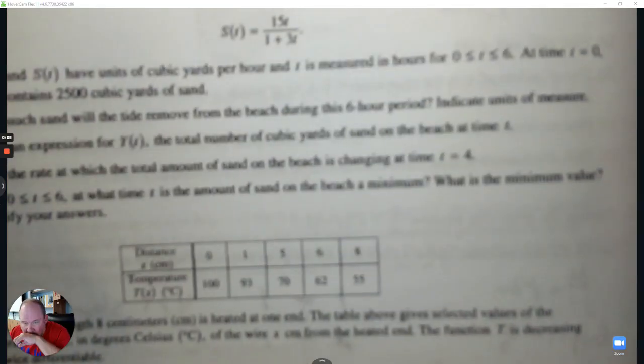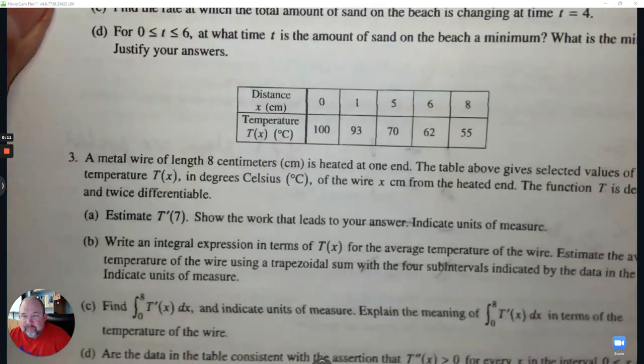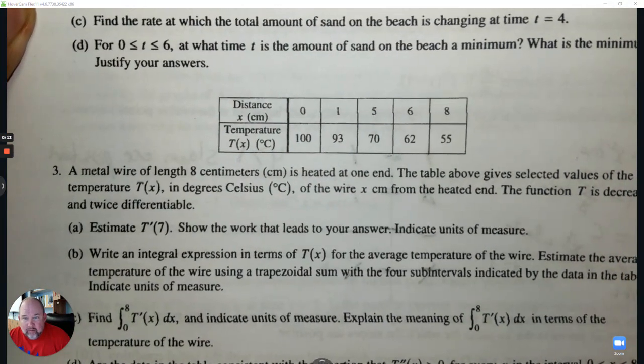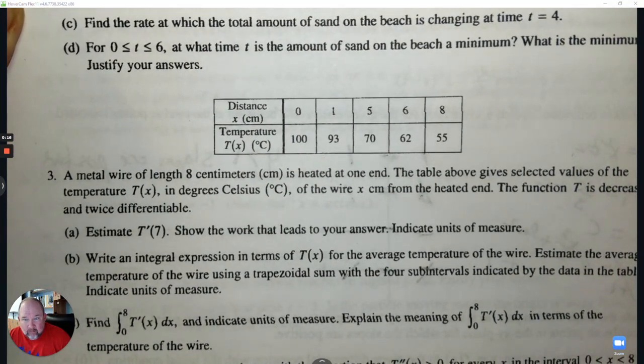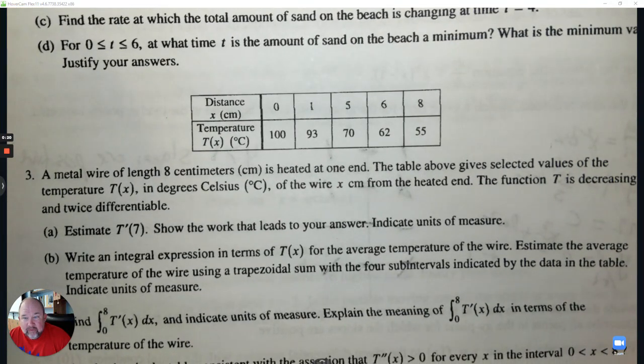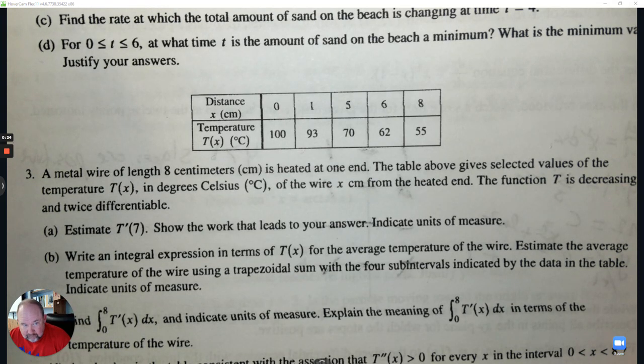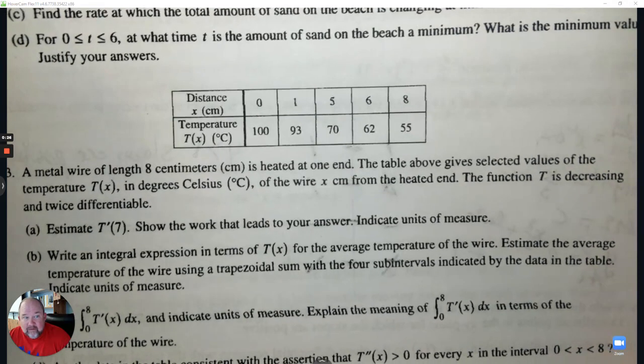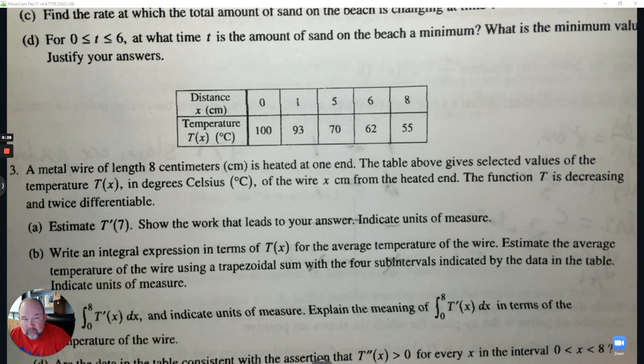Here are the rest of the questions for assignment 20, number 3. So here's a table, and a metal wire of length 8 centimeters is heated at one end. The table above gives selected values of the temperature of the wire from the heated end. The function t is decreasing and twice differentiable.